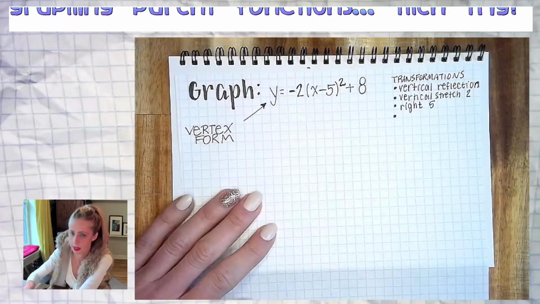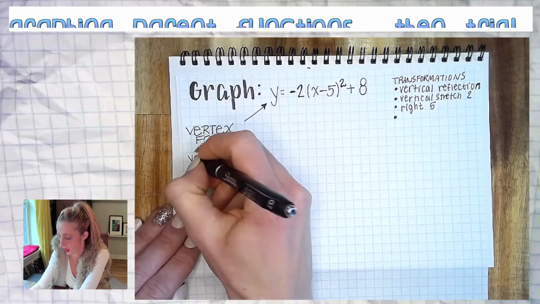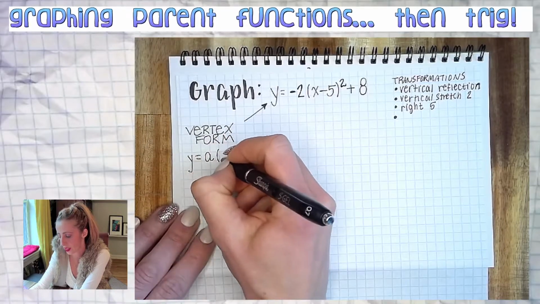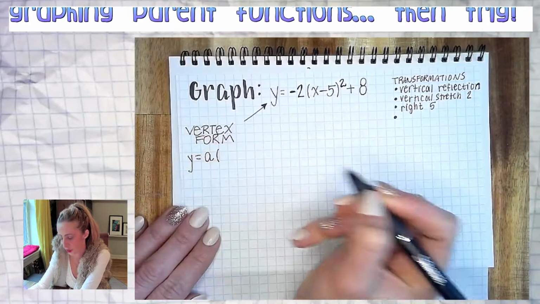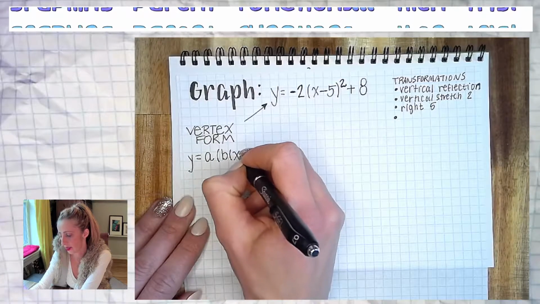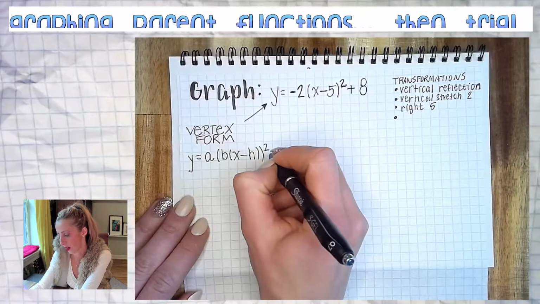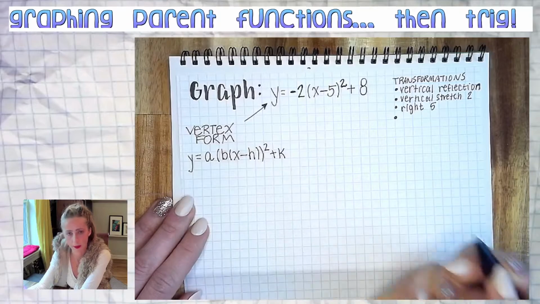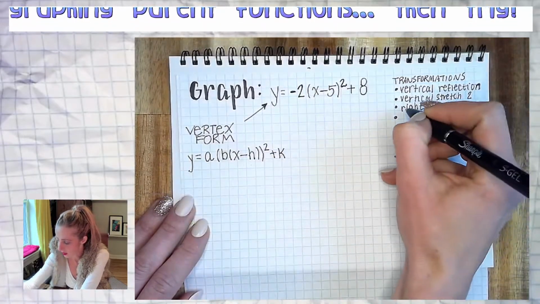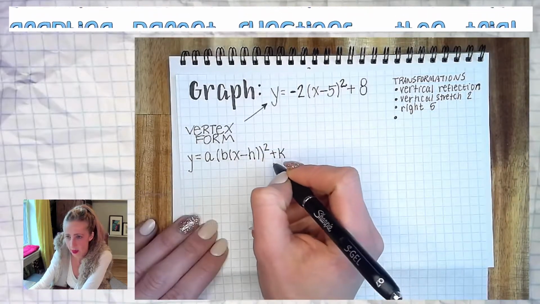But the name of that form is vertex form. And I'm going to write this down. I think this is important. y equals a, parentheses. Now I'm going to be very generous with my parentheses right now. b, another parenthesis, x minus h, close, squared, plus k. So the h and the k moved me right 5, and then the k moves us.